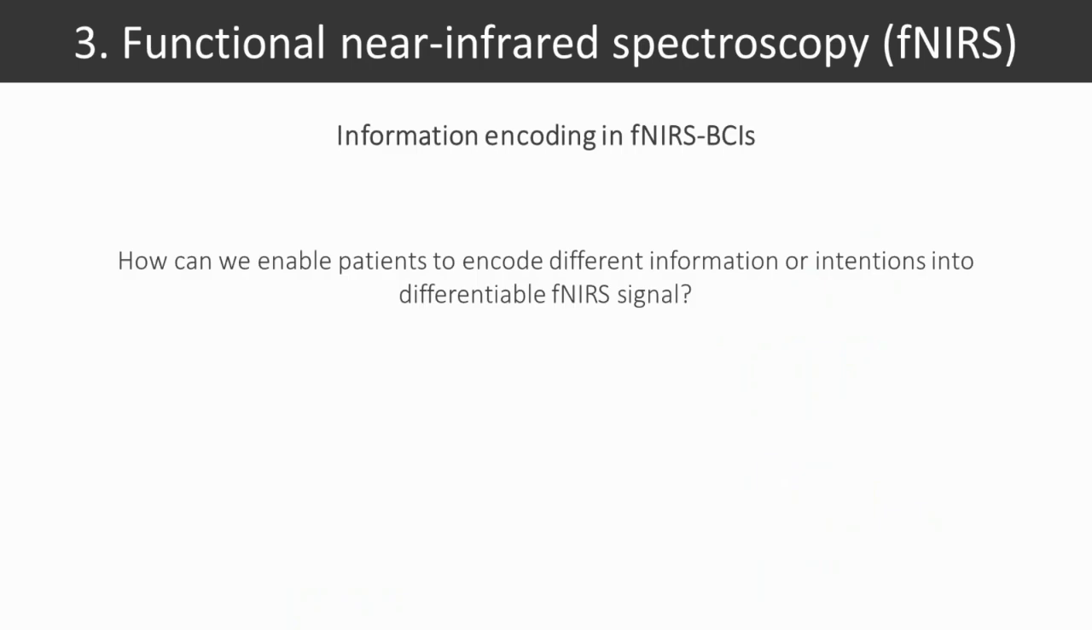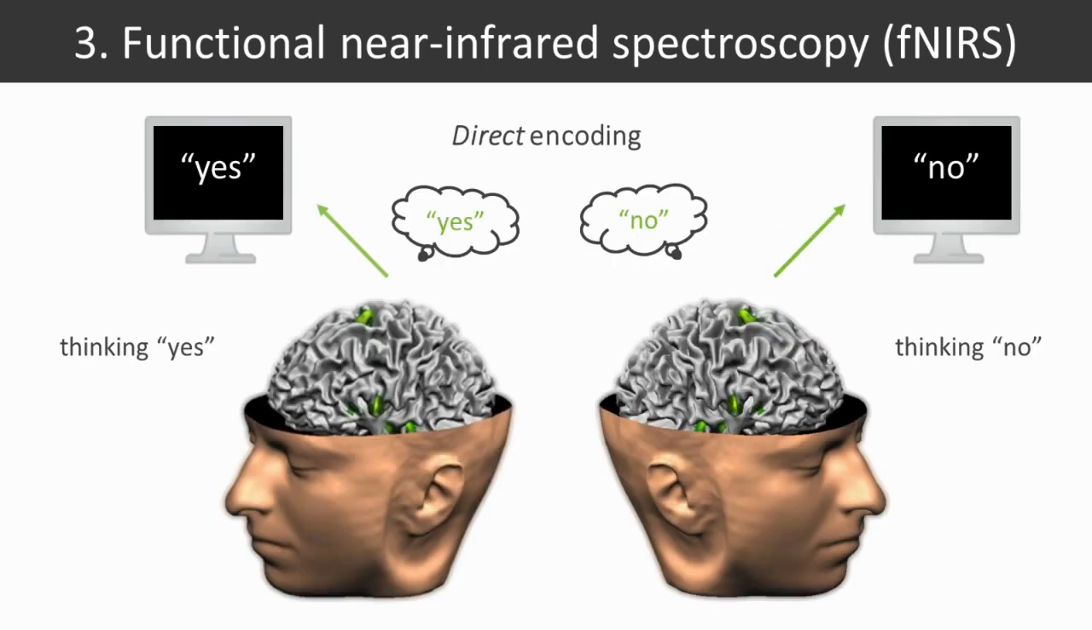Okay, now I would like to focus more on the BCI aspect and look at the question, how can we actually enable patients to encode different information or intentions into differentiable NIRS signals? And yes, the best way is of course the direct encoding. So let's say you want to build a simple yes-no communication paradigm, then you just think yes, and this response can be measured and then decoded, and we can actually communicate. We are just thinking yes and no.